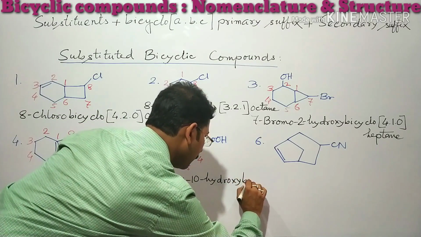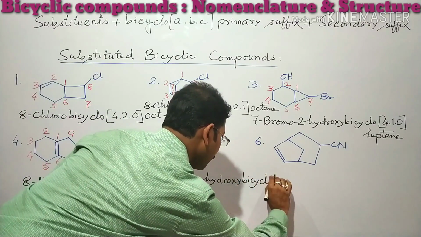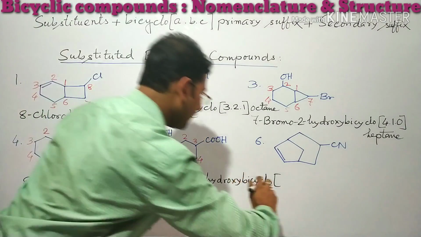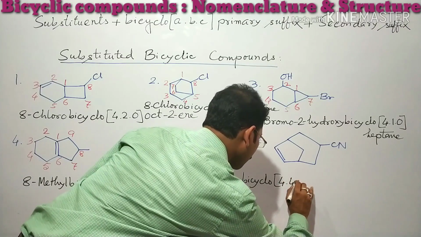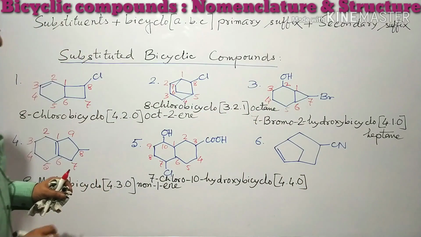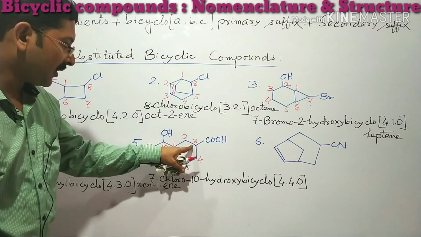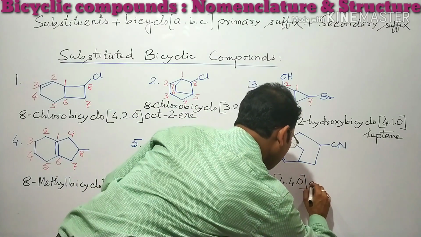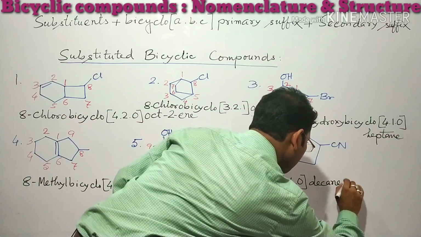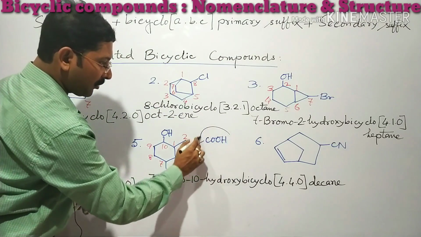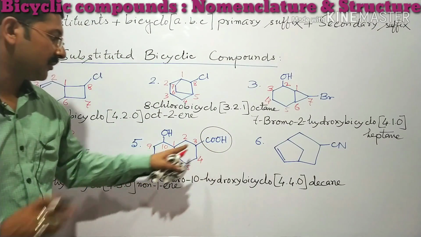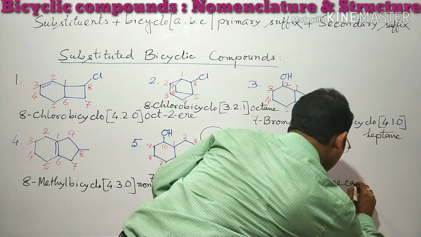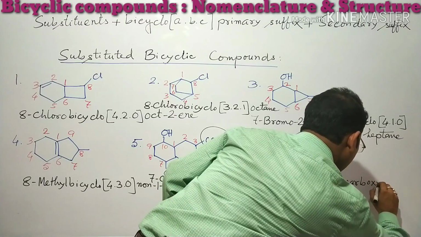Bicyclo. How many carbons are there? 1, 2, 3, 4 are there, 4 and here. So 4.4.0, and at the 3 position it is carboxylic acid. Total 10 carbons are there. So this is decane carboxylic acid, because this COOH is not counted. This carbon is outside the ring. So decane carboxylic acid.